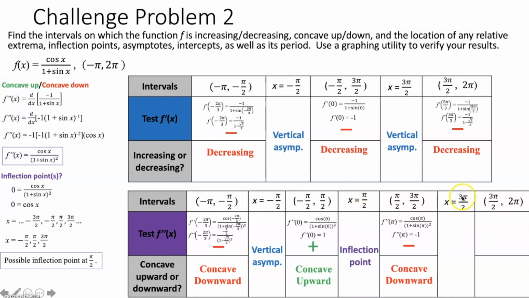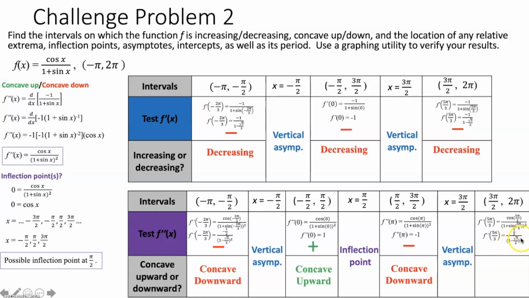Now, what's happening at x is equal to 3 pi over 2? Oh, we already know. It's a vertical asymptote, so we can just plug that in there. And now we have to determine what's going on over here. So we pick a test x value on this given interval, plug it into our second derivative. We plugged in 5 pi over 3. We're going to simplify. We end up getting positive 1/2 over 1 minus rad 3 over 2, the quantity squared.